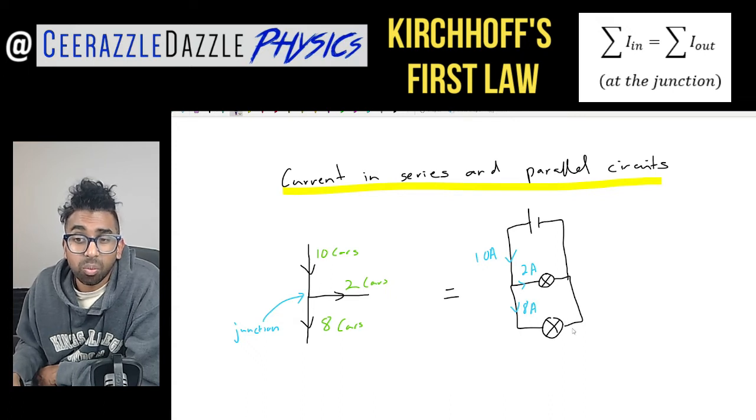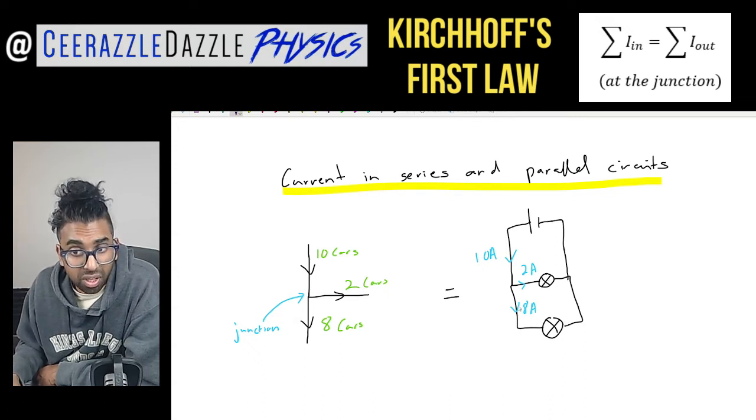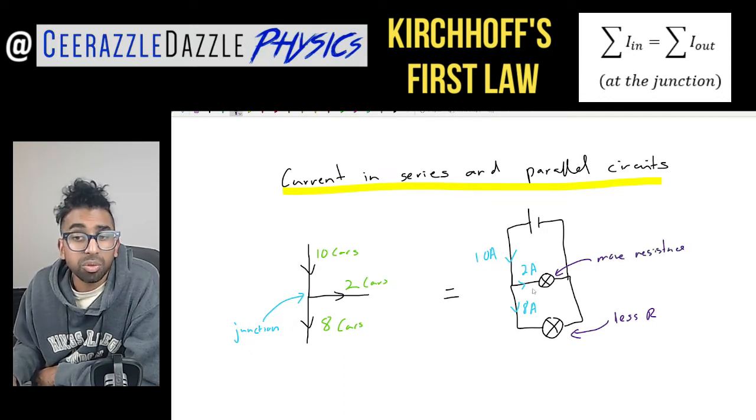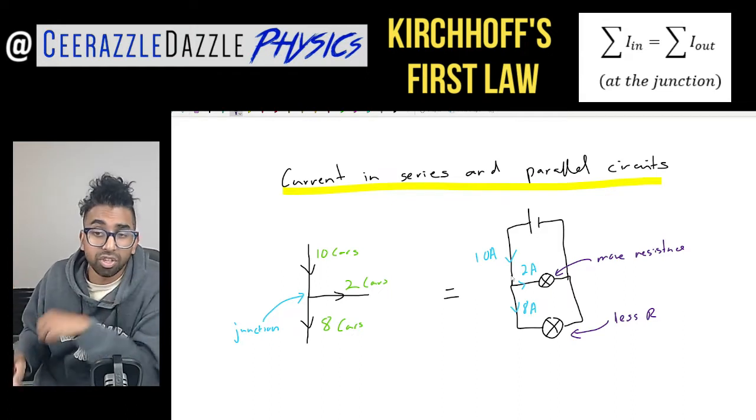Some of you might be saying, why is it that there's more current going down this route over here? It's because obviously this one has less resistance, compared to this one, which will have more resistance over here. But we can talk about that another day. For today, we're just going to be talking about how the current splits off at the junction.